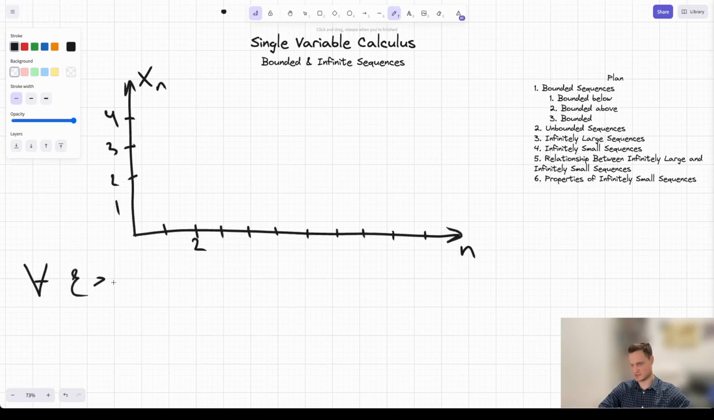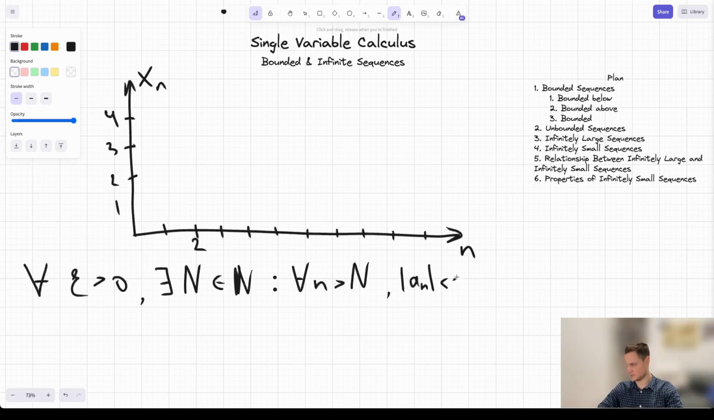For any positive epsilon, regardless of how small it is, there is such an N capital from the set of natural numbers such that every index after N capital makes this inequality true, that the absolute value of an element is less than epsilon. And again, for all positive numbers epsilon, there exists a natural number N such that for all natural numbers greater than N, the absolute value of an element is less than epsilon.